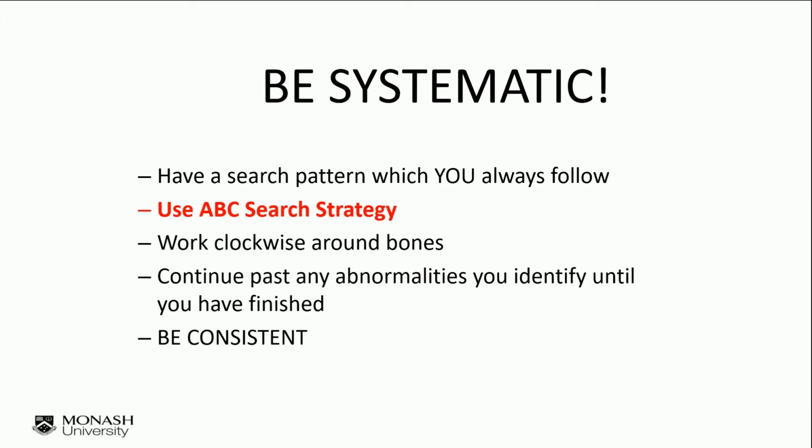It's really important that you have a systematic approach when you interpret images. So use the ABC search strategy, where you work with long bones, or for example with the hand, work clockwise around the bones. And if you see an abnormality, continue past that abnormality until you have completed your search on the images, so that you can identify any additional abnormalities. And to be consistent is the key. So get into that pattern of having a systematic approach.